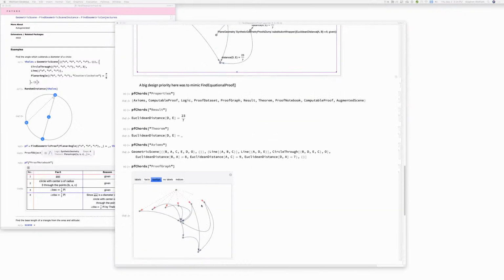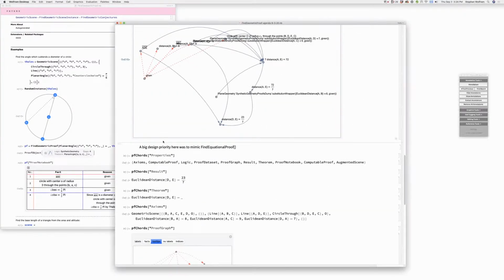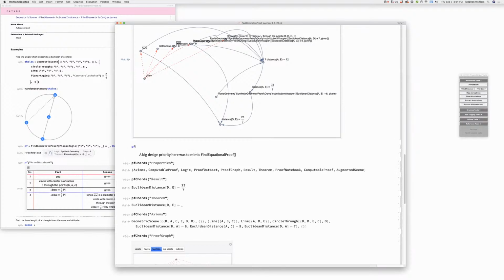Right. Okay, so can I get that for this PF chords thing? The graph? No, not the graph. The written out. How do I get that written out? Oh yeah, the proof notebook, camel case. Yeah.